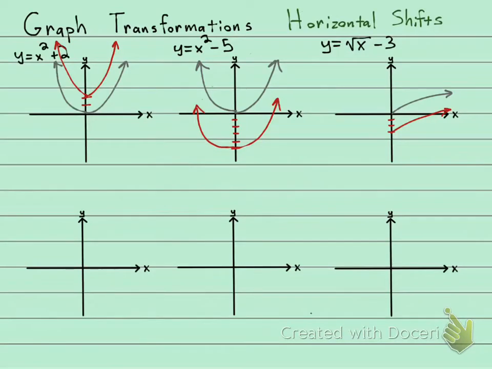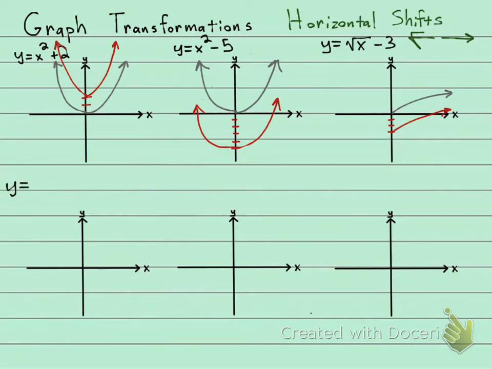All right, we're going to look at horizontal shifts, continuing with our graph transformations. So a horizontal shift is going to move left or right, horizontally. So you have to know what your basic shape looks like, and then we're going to move it to the right or to the left. So let's look at an example here.